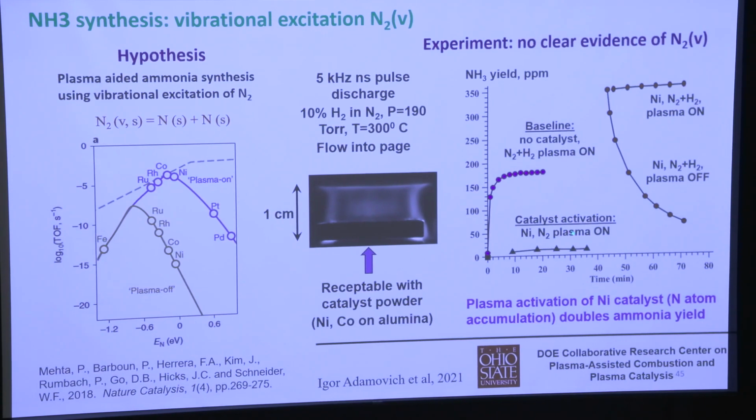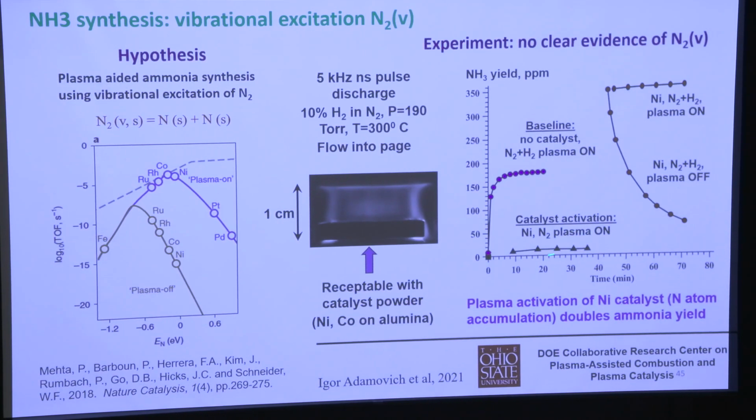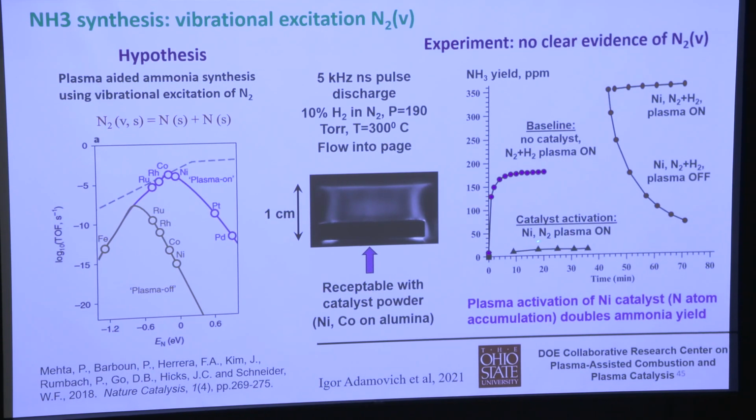So what they say is that the catalyst is just a nickel nitrogen catalyst. If you just turn on the plasma for catalyst activation, and without hydrogen, you don't generate any ammonia. Of course, that's true. Without hydrogen, you cannot.